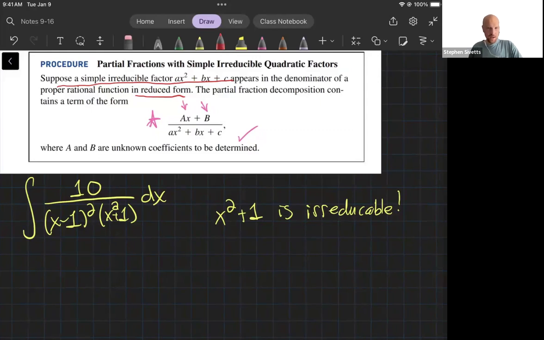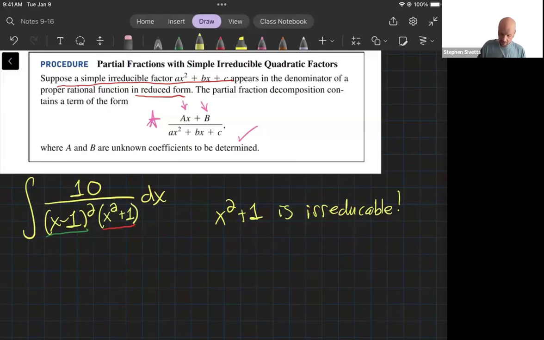So try and pause the video and work on this problem. If you're stuck, that's okay. I will work out the solution in a few minutes. So good luck. Okay, so I think you had a good try with this example. What we have here is one repeated linear factor of x minus 1, and this here is the irreducible quadratic, x squared plus 1. Let me write that out a little clearer so you can see it.